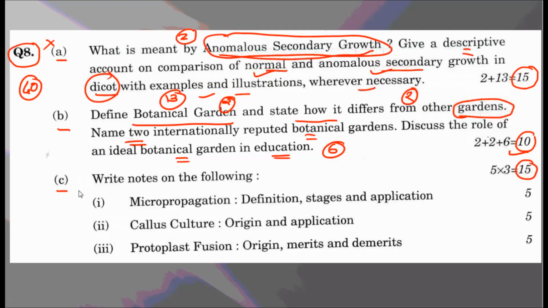In last sub question, they ask about the write a short notes on the following. First is the micropropagation, their definition, stages, and application. Then callus culture, origin and application. Then protoplast culture, origin, merits, and demerits. For each sub-question, you will get the 5 marks, making it total to the 15 marks. All right. All these 3 questions are belonging to the plant tissue culture.